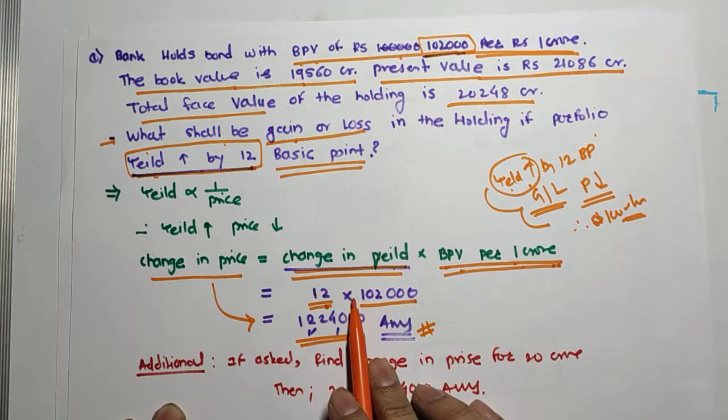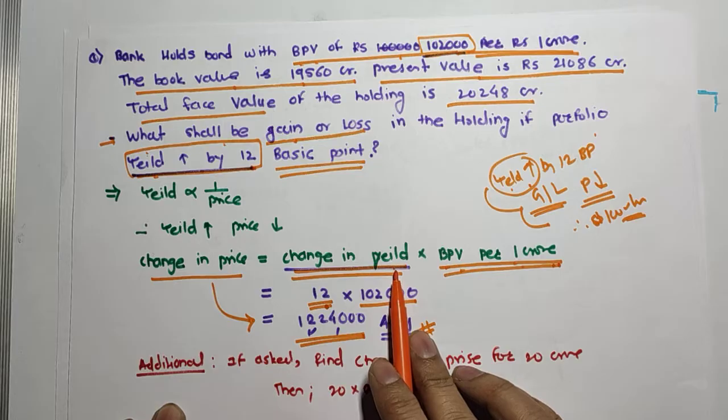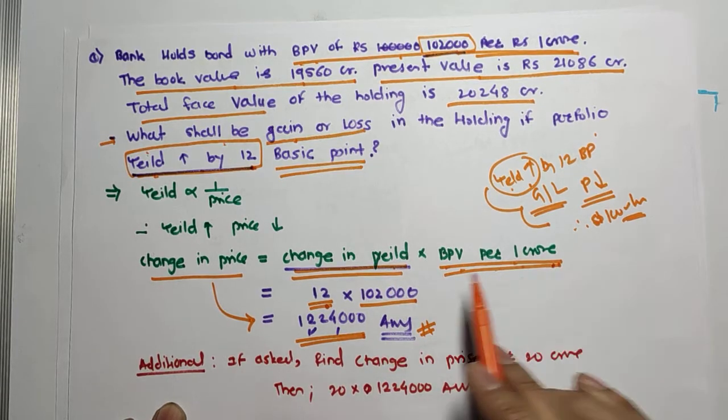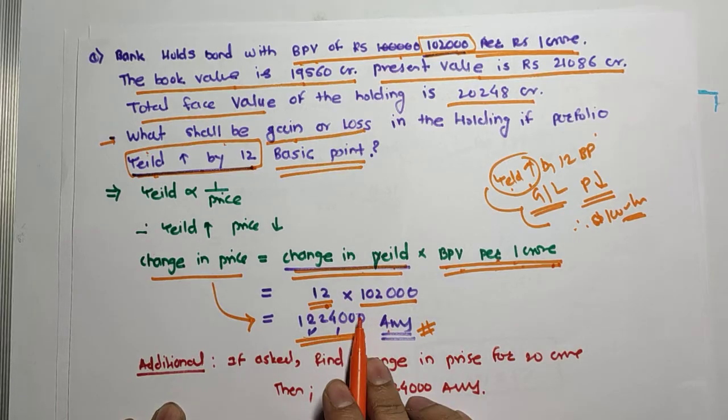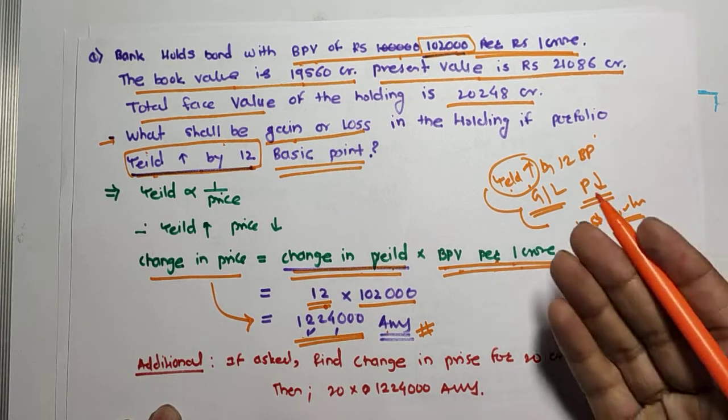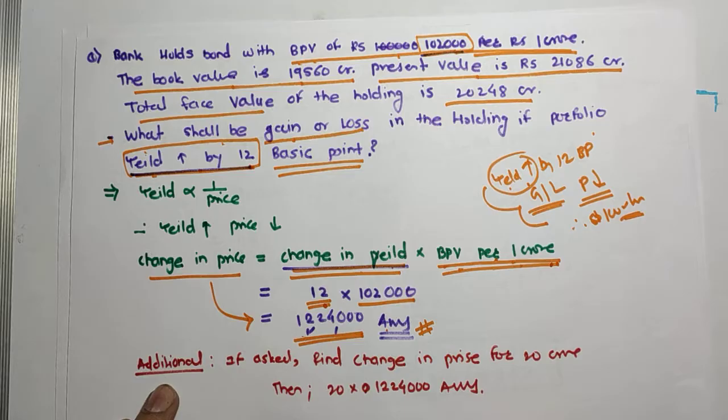Change in price is nothing but the change in yield into BPV per 1 crore. Both values are directly given, just multiply and give the answer. Orally you can solve this type of numerical. In addition, they can ask what will be the change in price for 20 crore?